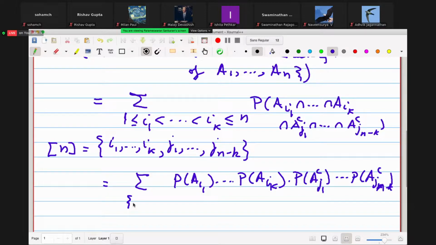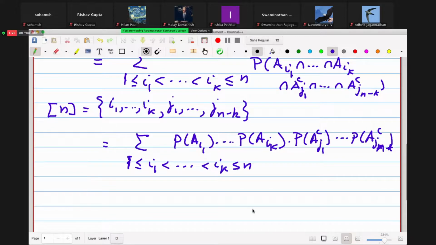And here, I'll just write it briefly: 1 less than or equal to I1 less than ... less than Ik less than or equal to n. It doesn't matter what the values of these are. For k of them you are computing the probability, and for the complement of the remaining n minus k you are computing the probability. Each one of them will contribute p to the power k, and q to the power n minus k. This is always the case, irrespective of the values I1 less than ... less than Ik.